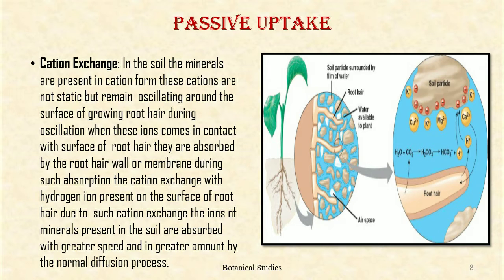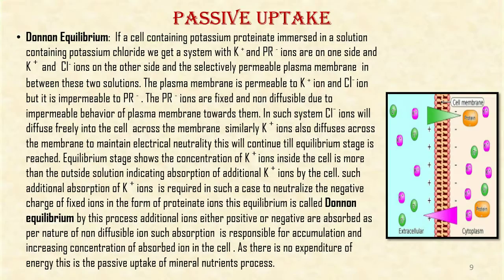Second way of passive uptake is through cation exchange. In the soil, the minerals are present in cation forms. These cations are not static but remain oscillating around the surface of growing root hairs. During oscillations, when these ions come in contact with the surface of root hairs, they are absorbed by the root hair wall or membrane. During such absorption, the cation exchanges with hydrogen ion present on the surface of the root hair. Due to such cation exchange, the ions of minerals present in the soil are absorbed with greater speed and in greater amount than by the normal diffusion process.